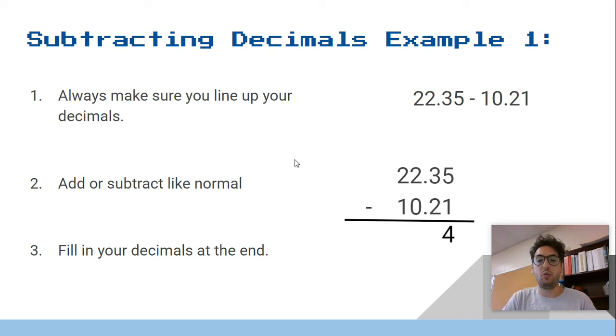5 minus 1 is 4. 3 minus 2 is 1. 2 minus 0 is 2. And 2 minus 1 is 1. And then we're going to look at our third step. So we've got our decimals in our problem itself. So we're going to add our decimals at the very end. And that's it. So we don't do anything different other than just keeping track of where the decimal needs to go. And in order to do that, we just line up our decimal.